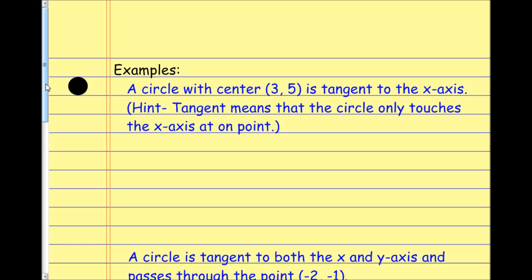So I still want to find the center and the radius, but my approach to this might be a little bit different than in some of the previous examples. What I'm going to do this time is draw a graph. I've already got the center, so I'll fill that out. It's (3, 5). I'm going to draw a quick sketch of this thing.